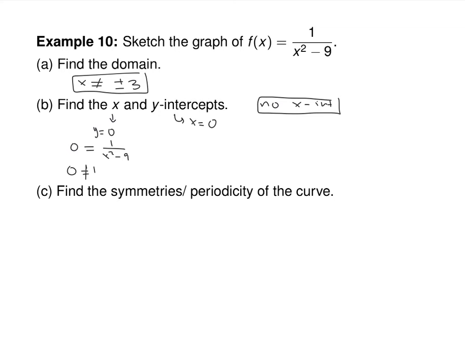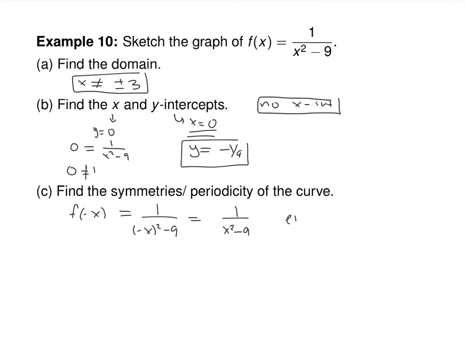What is the y-intercept? X is 0. The y is, what'd you say? -1/9. Okay. Symmetries, periodicity. Plug in -x, you get 1 over -x squared minus 9, which is the original function. Nope, you can just say even. If I don't say write your work, you can just tell me you can see it right away.